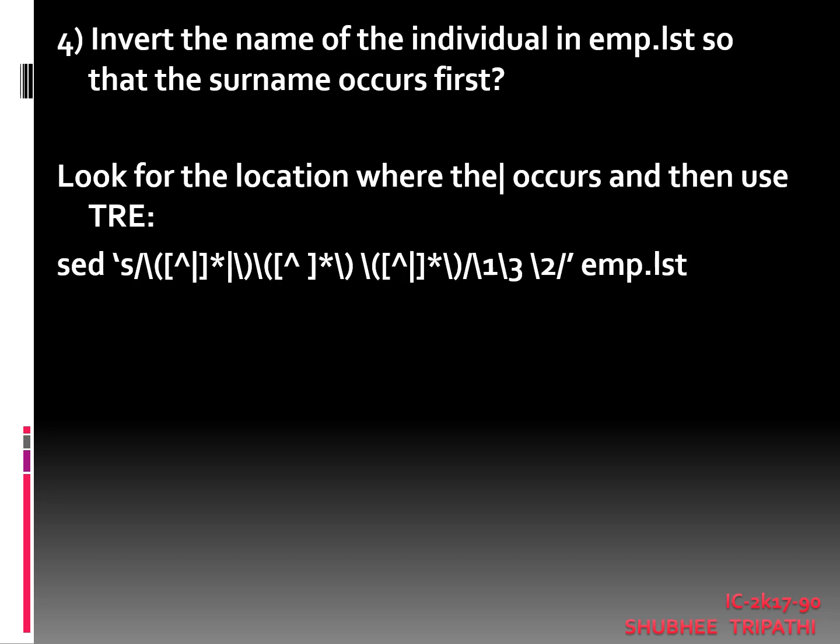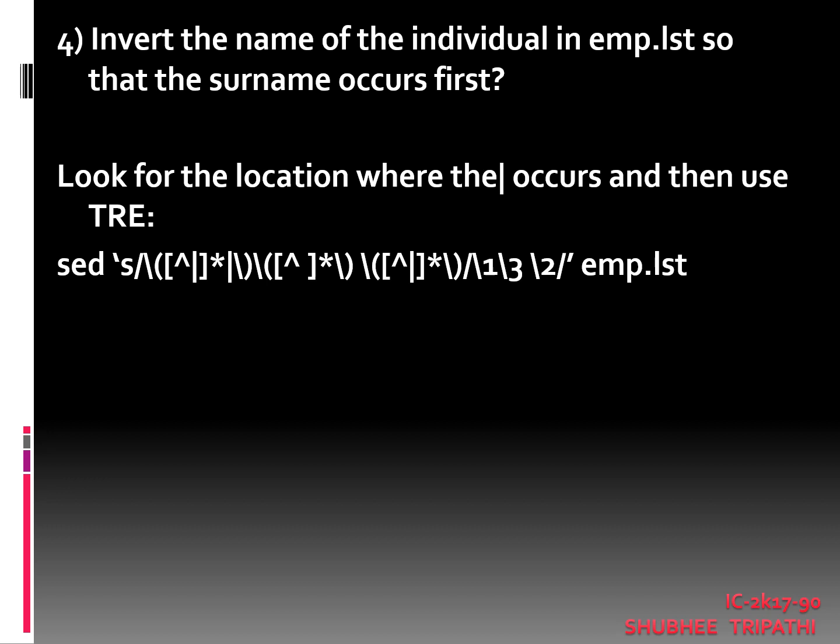Now we will move on to our fourth question, which is how do you invert the name of the individuals in the employee list so that the surname occurs first? We will look for the location where the pipe sign occurs and then use TRE. Here we should know what TRE is. TRE is the tagged regular expression. This is the most complex of all regular expressions and possibly the finest. It relates to breaking up a line into groups and then extracting one or more of these groups. The tagged regular expression requires two regular expressions to be specified, one each for the source and target pattern.